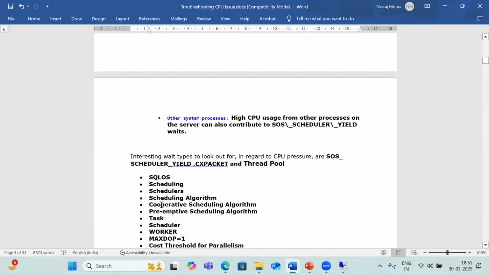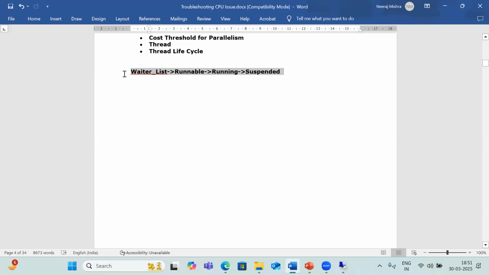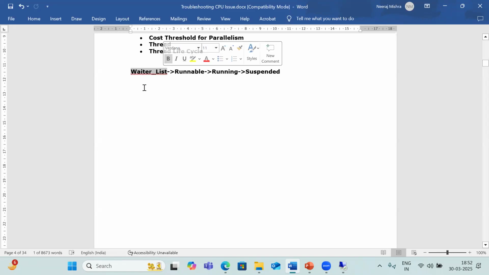So now that is a good background that we have prepared to understand this, right? So here, what happens is that when a query is converted into a thread or multiple threads, it doesn't matter, every thread goes to the scheduler. Now the scheduler has its own queue that is known as the waiter queue or waiter list, right? Here, the query thread is waiting for the assignment of a worker.